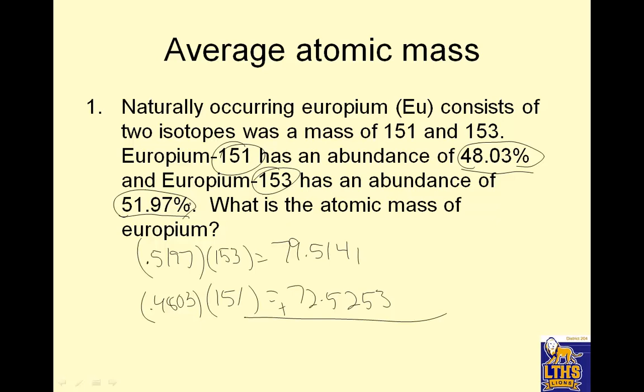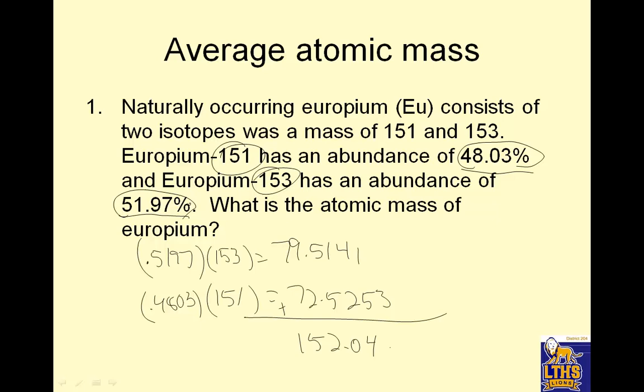So the average mass is going to be the sum of these. So it should be pretty close to these two, and it should be a whisker closer to 153. So let's add them up. And I get 152.039. And if I do that, my average atomic mass, I guess I could make that 04. That's my average atomic mass of europium. It's a whisker closer to 153 than 151 because it has a greater abundance.